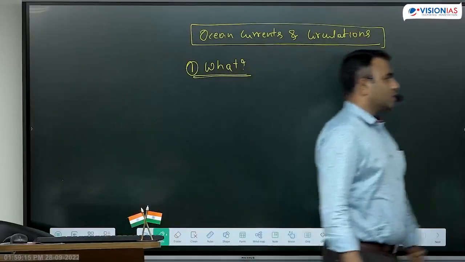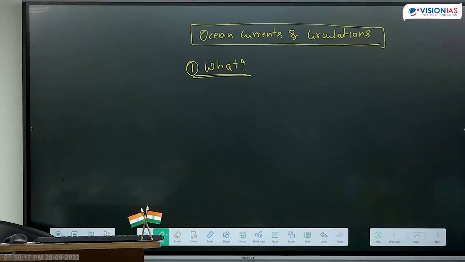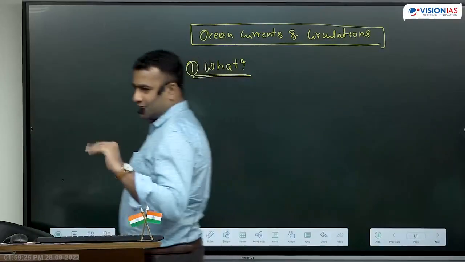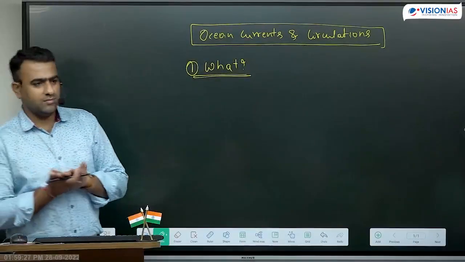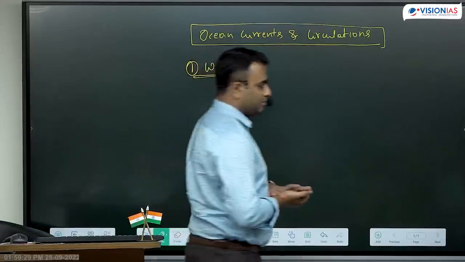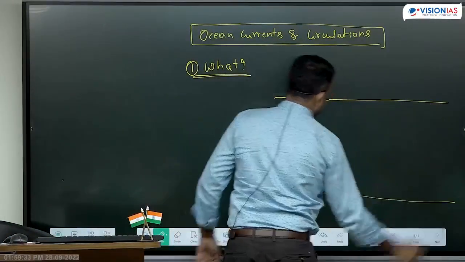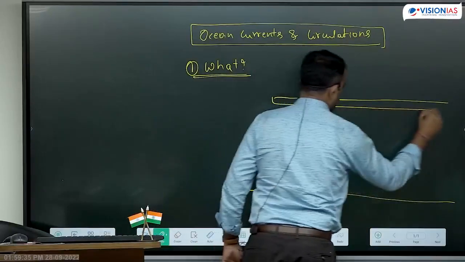First, what are ocean currents? Whenever we use the word ocean current, remember we are talking about the surface currents. There are 2 types of currents. One is limited to the surface, another is at the bottom. If this is the top layer and this is the bottom layer, the surface currents are limited to the top layer only.